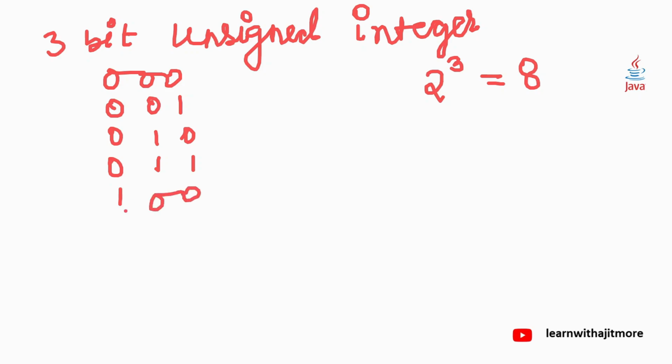5 is 2 raised to 2, 4, and 2 raised to 0. Getting it? 5. 6 is 4 and 2. Getting it? And last is 7: 4, 2 and 1. Now in this total we have 8 and all are positive, meaning here we don't consider a sign bit. This decimal is 0, this decimal is 1, this decimal is 2, this decimal is 3.